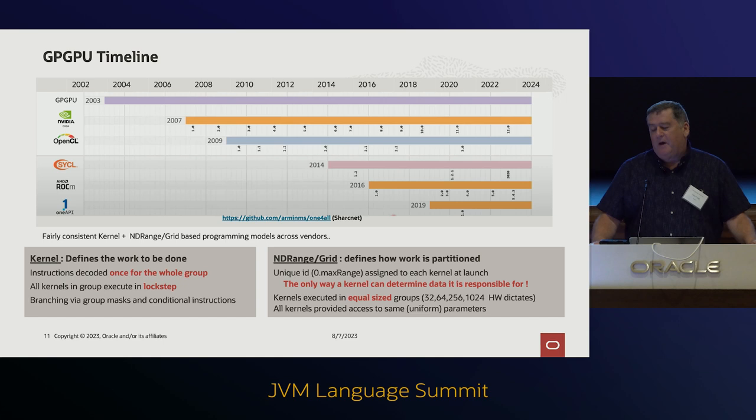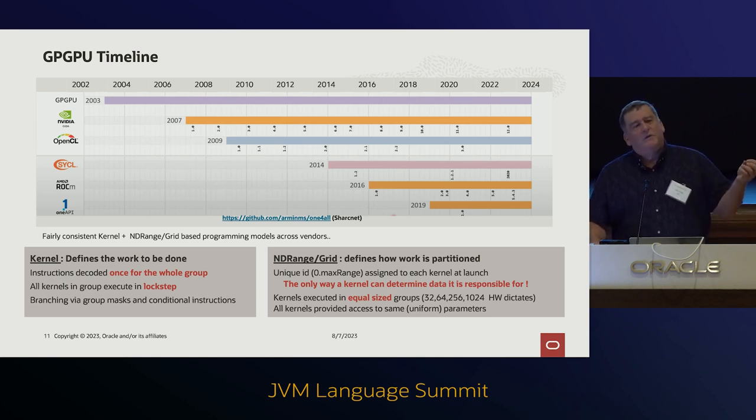The other part of their programming model is this notion of a grid of execution. So we're used to in Java having a thread or a bunch of threads, we launch them, and we give each thread a bit of data to work with, and it goes off and does its own thing. In the GPU world, the only piece of information that a kernel has that's different from anyone else is its own personal ID. It gets an ID in a grid.